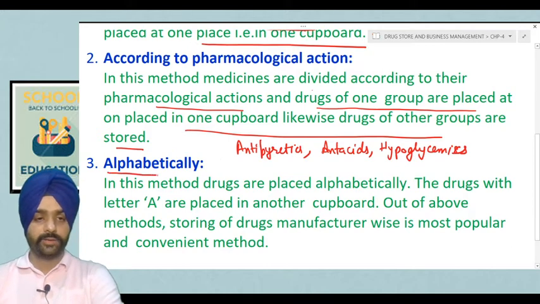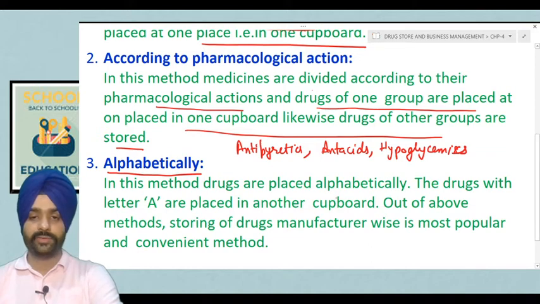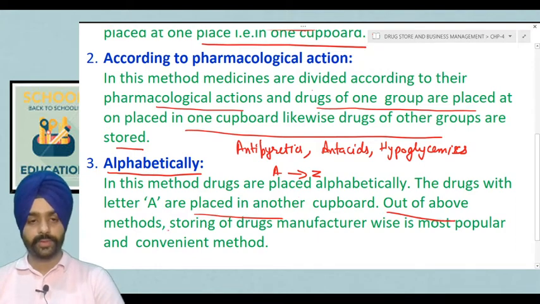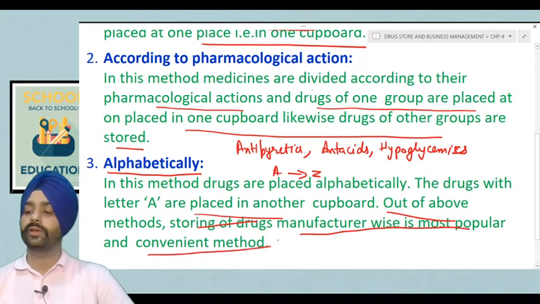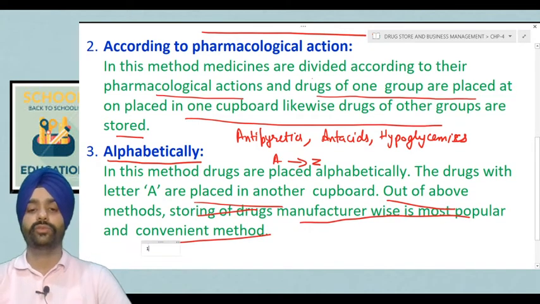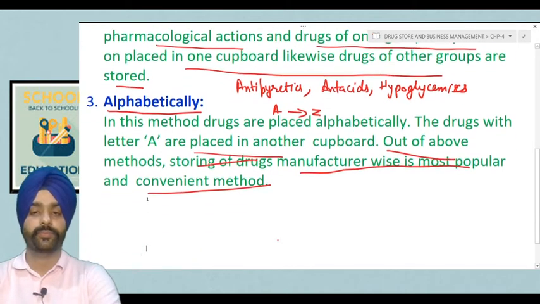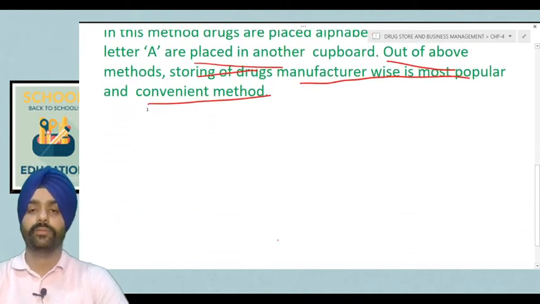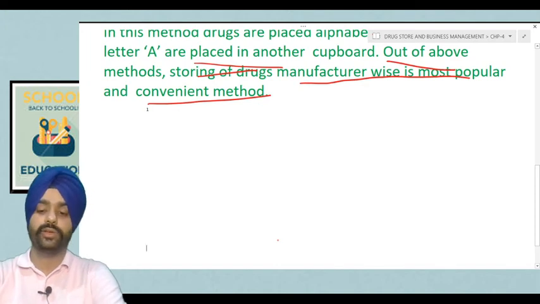The third one is alphabetically. In this method, drugs are placed alphabetically, as we know, A to Z. The drugs with letter A are placed in one cupboard, and the drugs with the next letter in another cupboard. Out of the above methods, storing of drugs manufacturer wise is the most popular and convenient method. So mostly the drugs are stored on the basis of manufacturer, because it is easier to locate them.